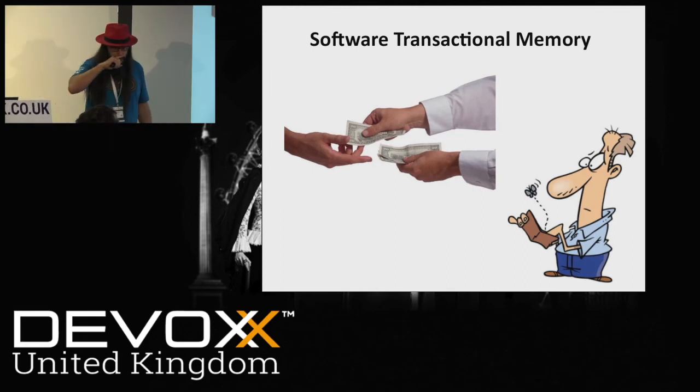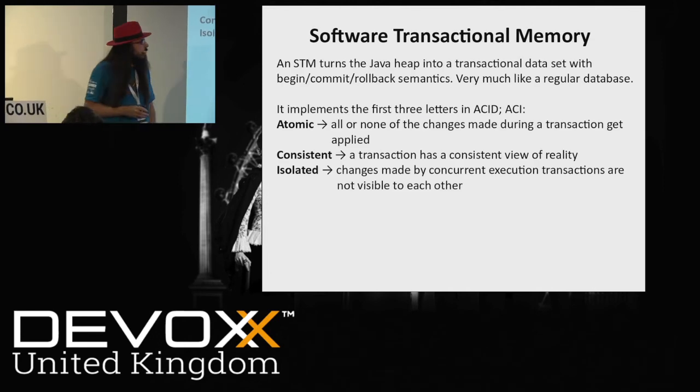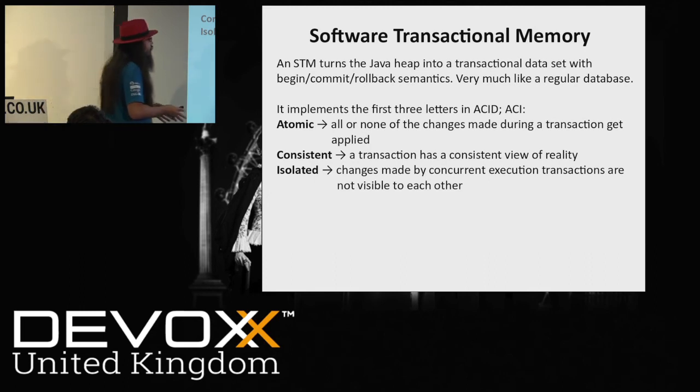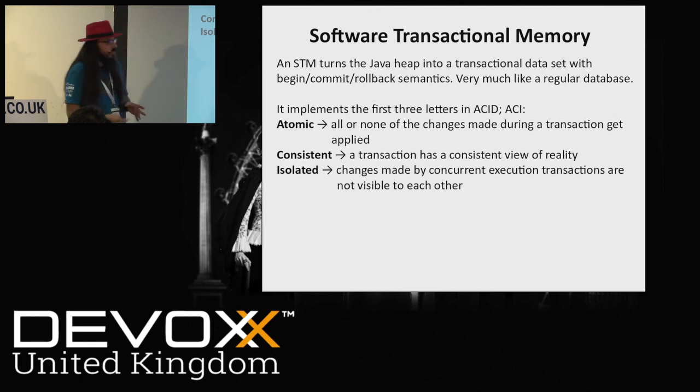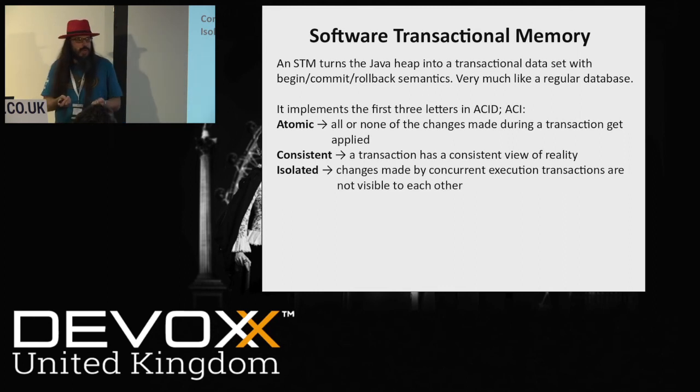Another model is software transactional memory. What software transactional memory allows you to do is implement in your software the ACID model without the D, meaning that you have atomicity, consistency, and isolation. The one thing you don't have is durability. So what does this mean? This means that you are modifying a set of variables, and you want to do it in an atomic way.